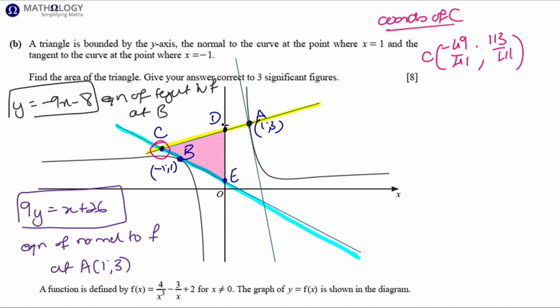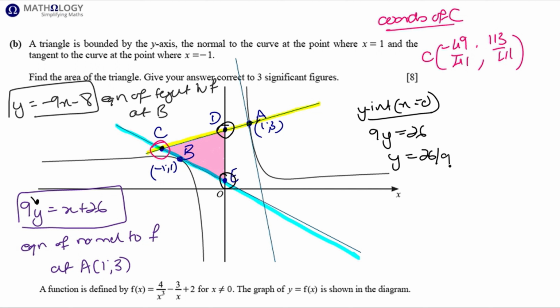We also need the coordinates of point D and of point E, which are respectively the y-intercepts of the normal to the curve at A and the tangent to the curve at B. So to find y-intercepts, we put x equal to 0. The normal to the curve at A has equation 9y = x + 26. So when x equals 0, we will have 9y = 26, y is 26/9. So D is the point (0, 26/9).